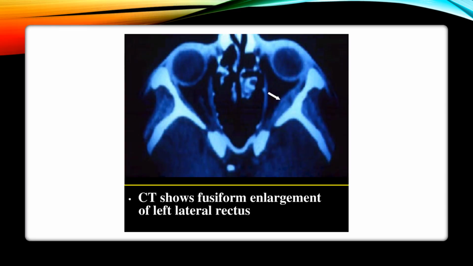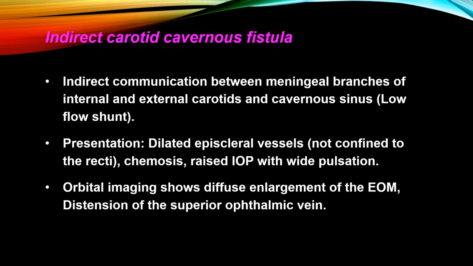This is an axial CT scan of a patient with orbital myositis, demonstrating fusiform enlargement of the lateral rectus muscle. Indirect carotid cavernous fistula. This is an indirect communication between meningeal branches of internal and external carotids and cavernous sinus. It is also known as low flow shunt.